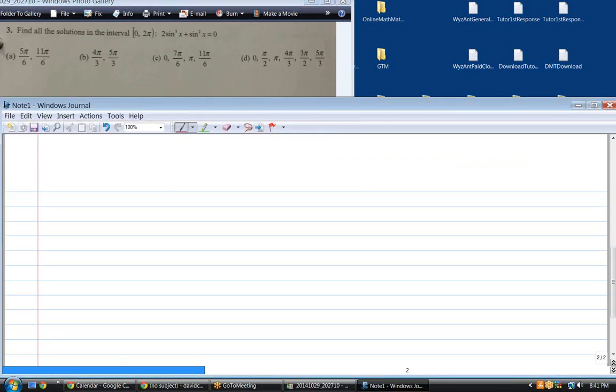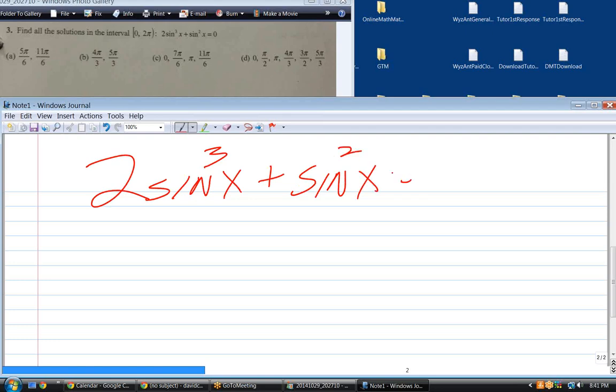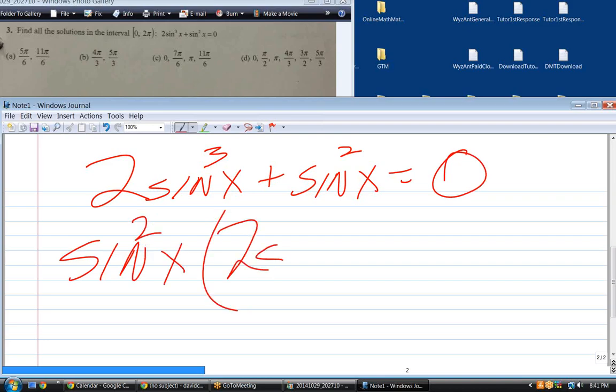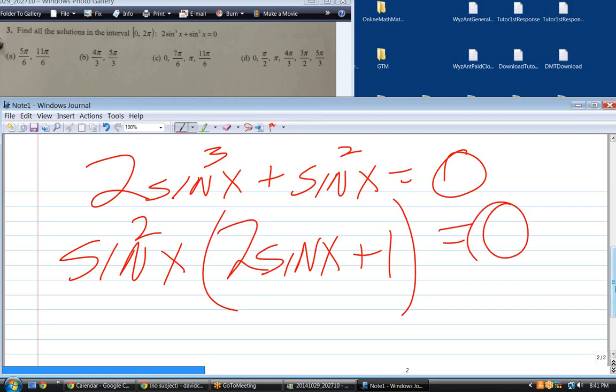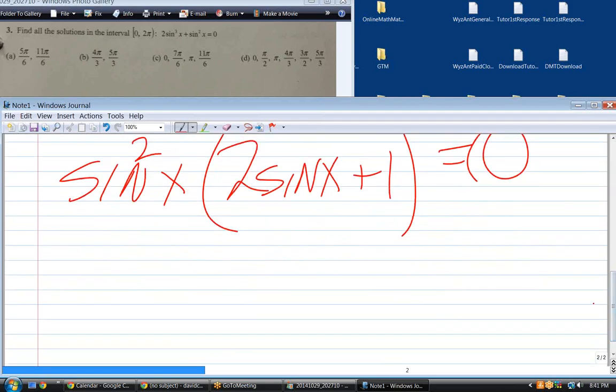Three. We have to find all solutions in the unit circle. It's the first step. Factor out sine squared x. Plus what? 1. Now what? Put 2 sine x plus 1 equal to 0. So sine x would equal minus 1/2.